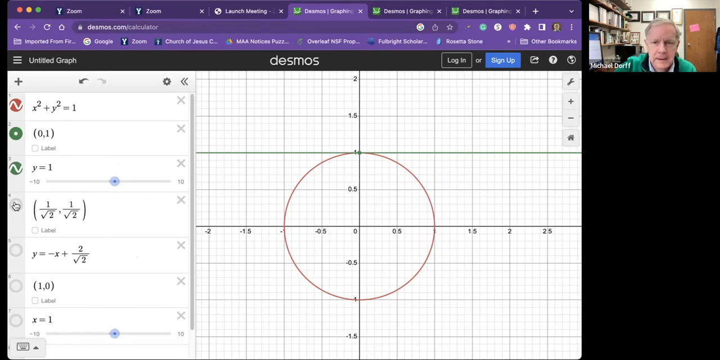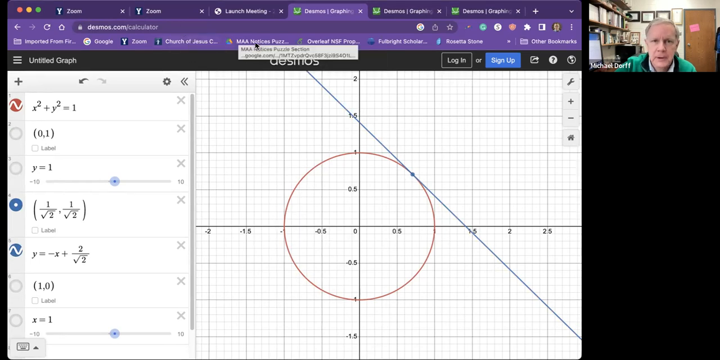If I now take another point, let's take this point here, 1 over square root of 2, comma 1 over square root of 2. That's the x and y values. What's the tangent line going to look like? It's going to be this line here. And what's the slope of that line? It's negative 1.